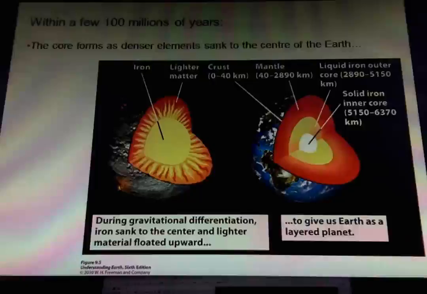So this is known as gravitational differentiation. Differentiation, differences occurring as a result of gravity, sucking and drawing the heavier, denser material towards the center of the planet. So our solid inner core, our liquid outer core, the solid mantle, it's not a liquid, and eventually the crust on the outside. The core forms as denser elements sink to the center.